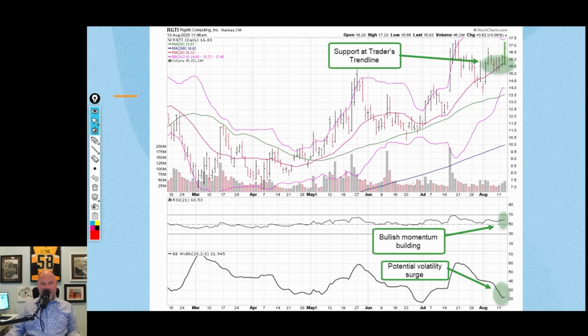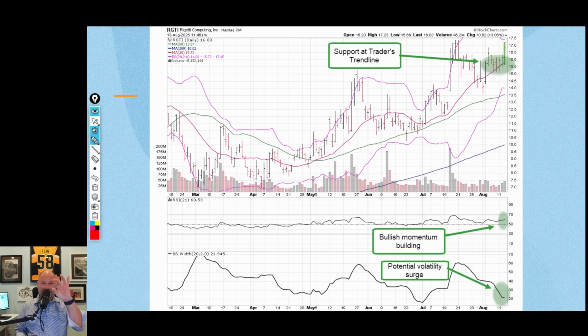This is how the chart comes into play with that outlook of a 20, let's call it 22 up to 25. You have a possible volatility surge coming on Rigetti Computing. Right now, you've got momentum. That RSI is not overbought. And then this is something that a lot of people don't look at. These pink lines are Bollinger Bands. They're a great gauge of volatility or upcoming volatility.